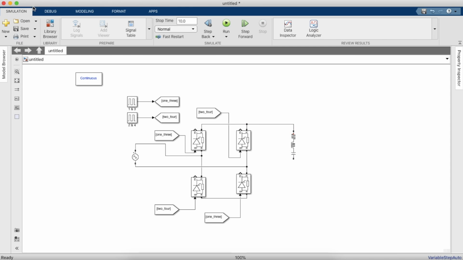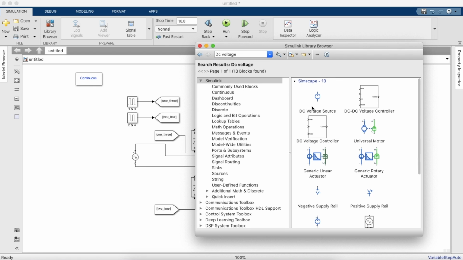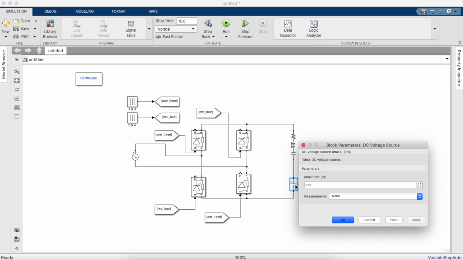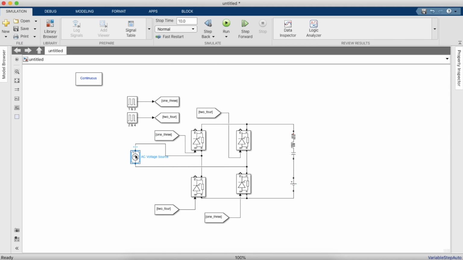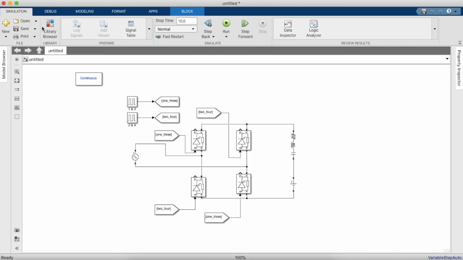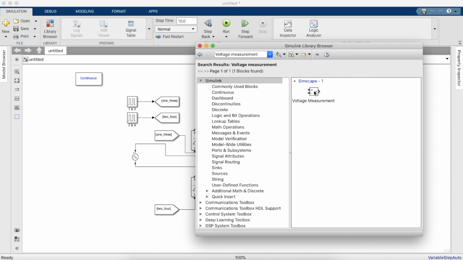There are 2 ways: you can take a series RLC branch, or you could take a series RLC load. Both of them essentially do the same thing, but the representation is different. One of them will be in ohms, Henry and farad, but the other one will be in watts. So let's just set the voltages. The input voltage will be 220 volts AC, and the DC offset voltage will be 100 volts.